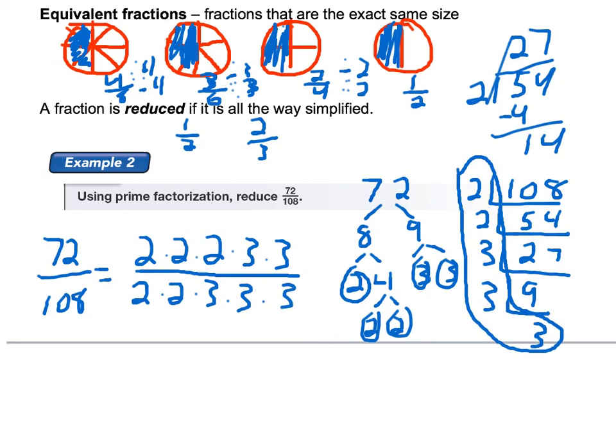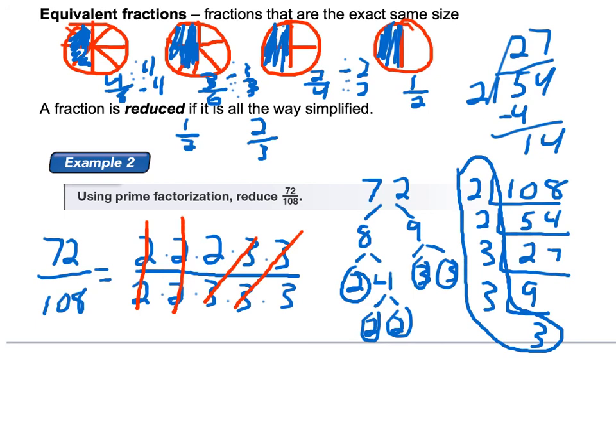Now, to reduce this, what we're going to do is I'm going to cross out any numbers that I see on the top and the bottom. Okay, so what the top and the bottom have in common until I can't do that anymore. Well, get my red pen here. Top and the bottom both have a pair of 2's. Okay, and they both have another pair of 2's. Then they both have a pair of 3's, and then they have another pair of 3's.